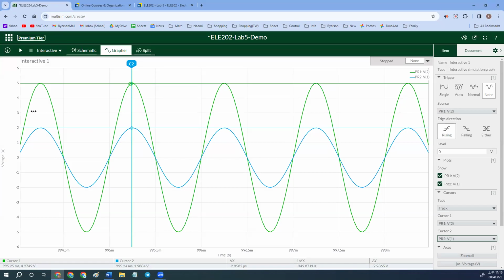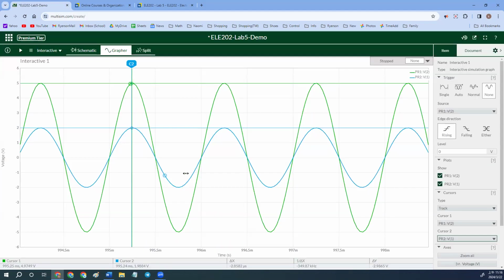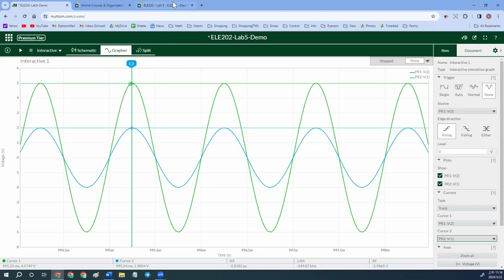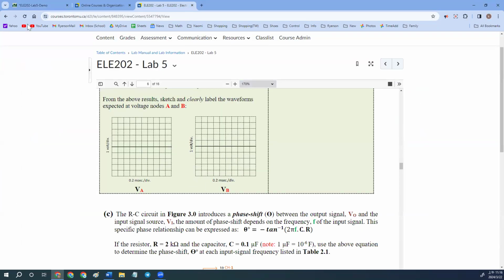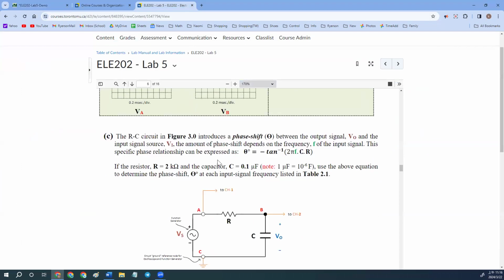So for this case, my graph here is also 1 volt per division. So you're going to draw like that, exactly like how it's on the MultisimLIVE. And you're going to draw VA, which is the green part, and then VB, which is the blue part here, okay? It's straightforward. Now, let's move to the last one.